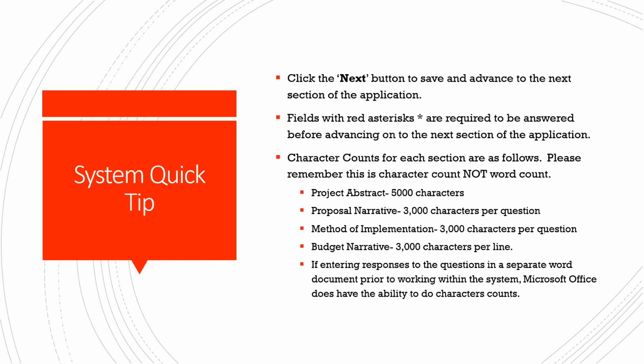If you successfully complete an application page, you'll click Next to save and advance to the next section of the application. The fields with red asterisks are required to be answered before advancing on to the next section of the application. Character counts will come up on each section as well. Here are some examples of character counts, but you'll also see them in the application itself. If entering responses to the questions in a separate Word document prior to working within the system, Microsoft Office does have the ability to do character counts. So make sure you're doing character counts and not word counts.